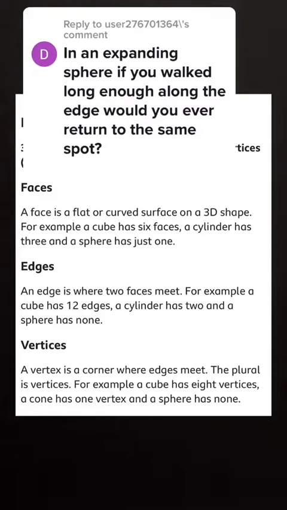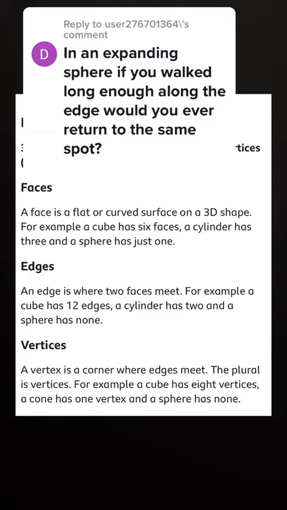Faces. A face is a flat or curved surface on a 3D shape. For example, a cube has 6 faces, a cylinder has 3, a sphere has just 1. Edges. What I said a sphere does not have. An edge is where 2 faces meet. For example, a cube has 12 edges, a cylinder has 2, and a sphere has none.